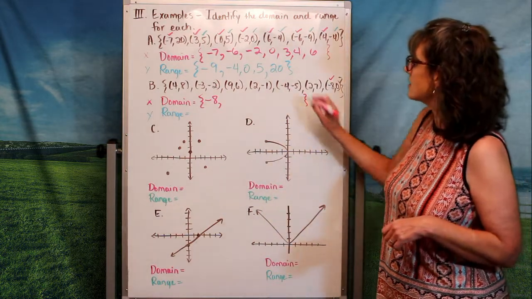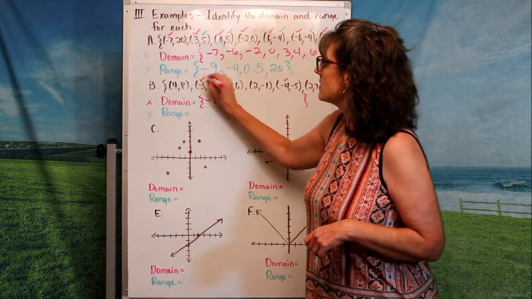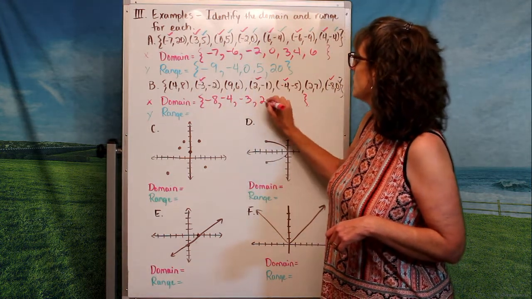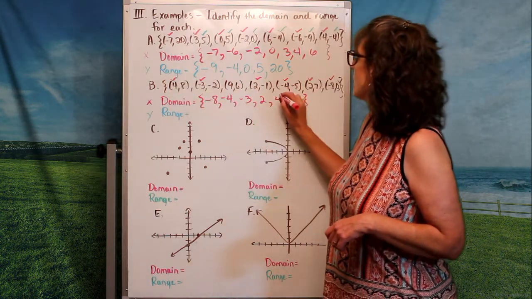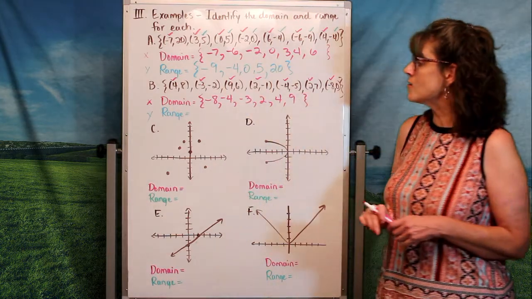So the next highest x that I see is a -4. And then going up, the next highest is a -3. Going up, the next highest is a 2. And going up from there, the next highest is a 4. And after that, the next highest is going to be a 9. And that's all my x values.